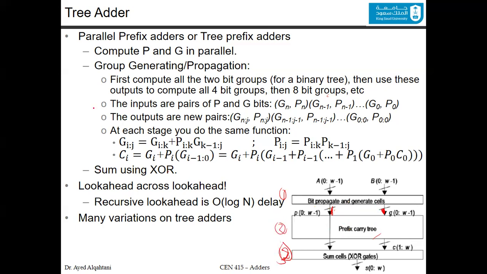The first and the third, they are here. This is the first and this is the third. We are talking about the second. So the second depends on your choices. You are making different arrows. So if you first compute all the 2-bit groups and so on, then you have a certain type of tree, and we will mention the name soon. The inputs are pairs of P's and G's. So these are the P's and G's. And the outputs are the new pairs of the group generation and the group propagation when you need it.